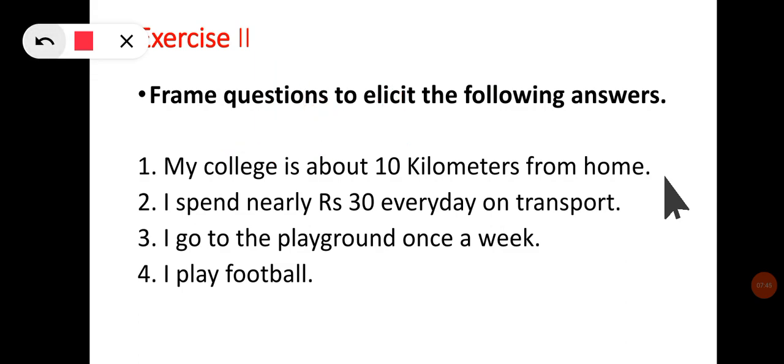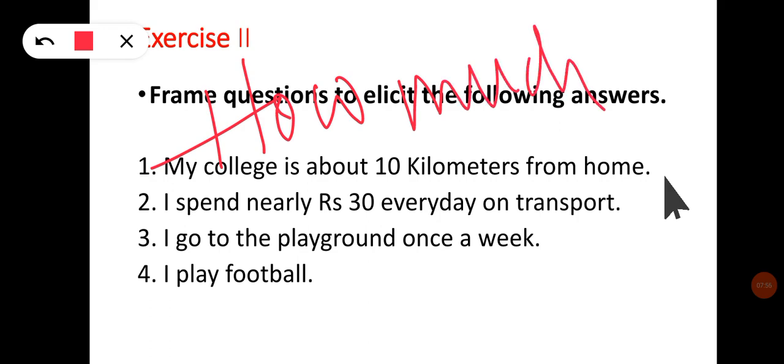Next, I spent rupees 30 every day on transport. What is the question that you can ask here? How much? Because it is money, right? So you could say, how much do you spend every day on transport?